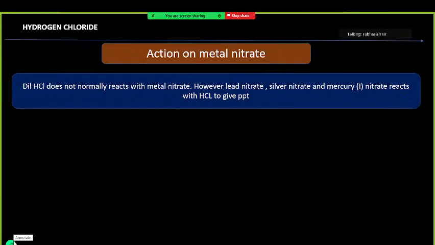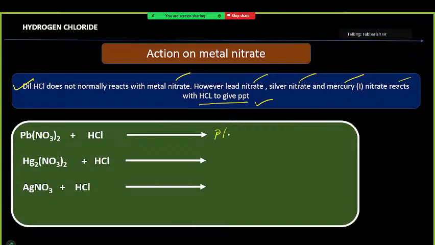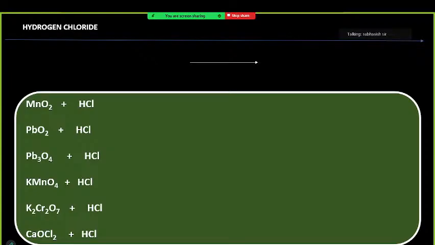Metal nitrates: generally hydrochloric acid does not react with nitrates, but lead nitrate, silver nitrate and mercurous nitrate react to give precipitates. Lead chloride forms PbCl2, silver forms AgCl, mercury forms HgCl. They form precipitates. This is the action of metal nitrates. These are some important reactions.